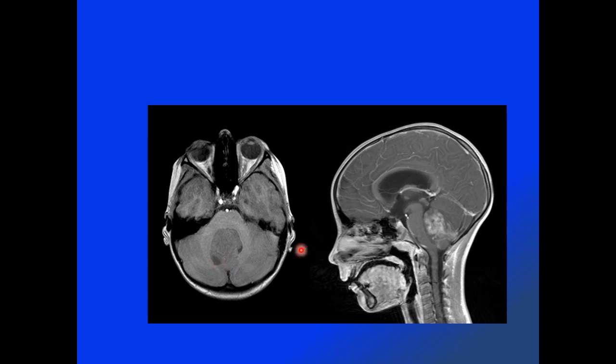Sagittal post-contrast T1 weighted images demonstrate heterogeneous enhancement pattern of the mass within the fourth ventricle with evidence of some extraventricular extension.